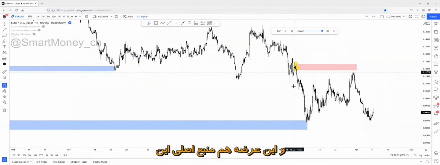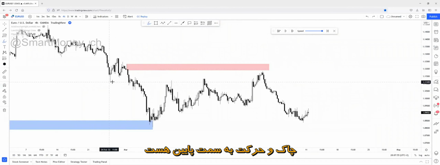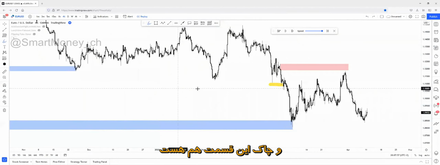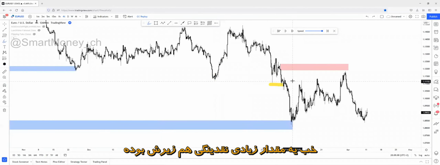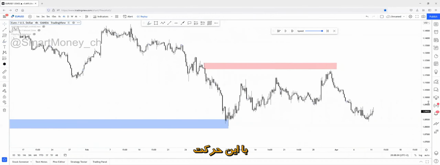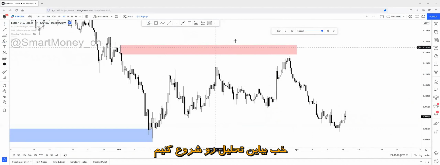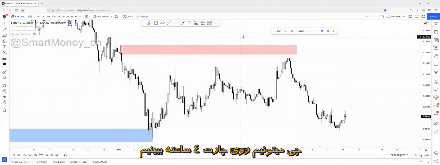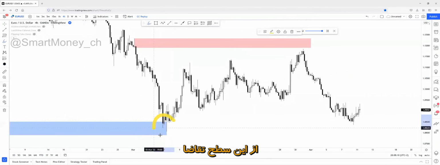And this supply zone was the origin of this character changing movement to the downside, and character changing movement right here too, which has lots of liquidity just below it, which has been spread with this movement. So let's just start the analysis. What can we see on the 4-hour chart? We can see that price reversed right here at this demand zone.